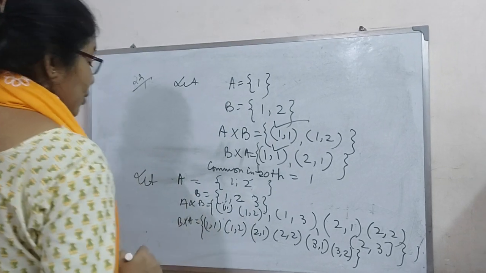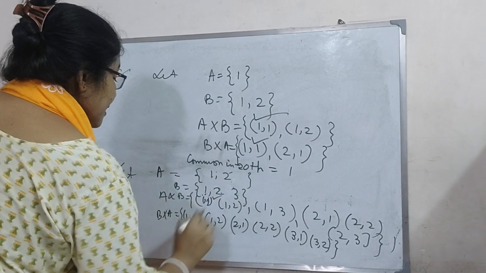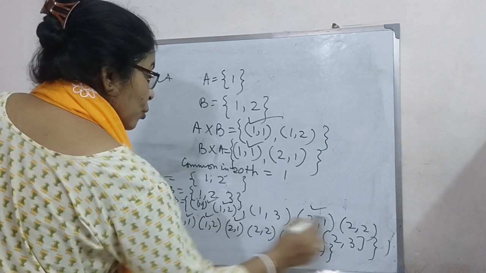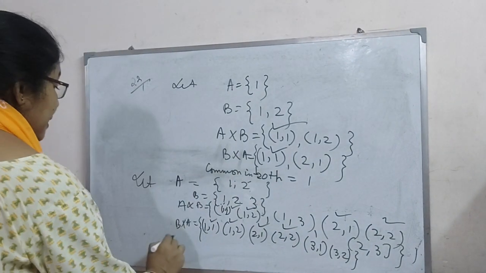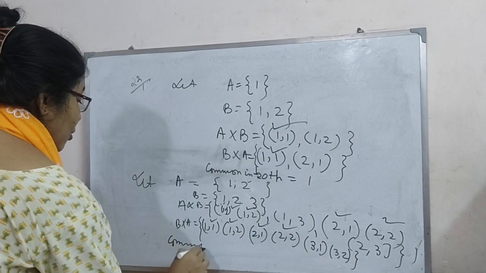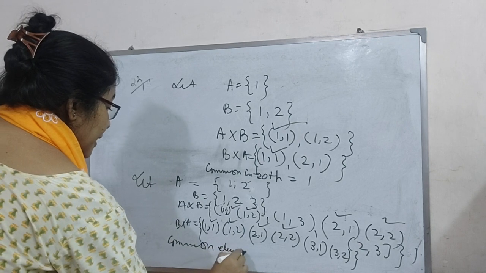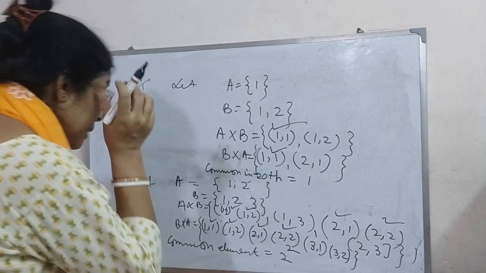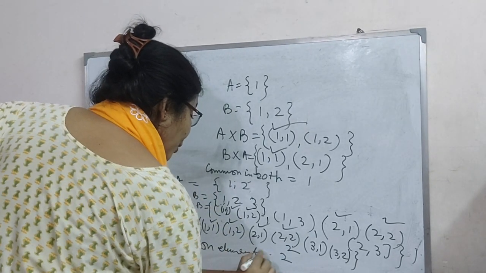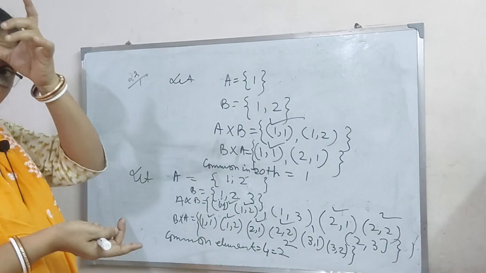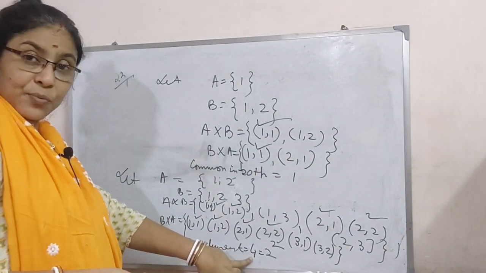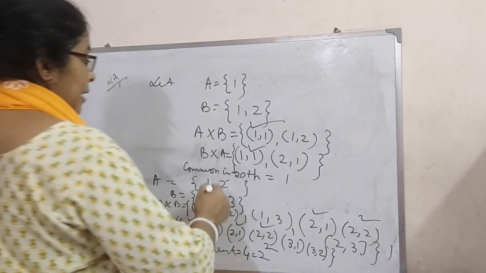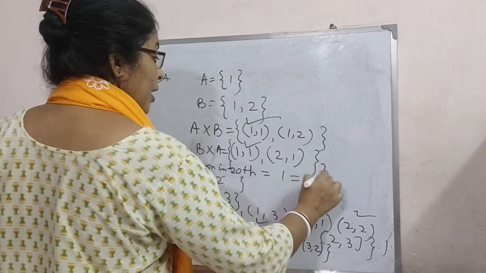Okay. So the common elements are (1,1), (1,2), (2,1), (2,2). That means the common elements number 4, that is 2 to the power 2. Here the common element is 1, that is 1 to the power 2.